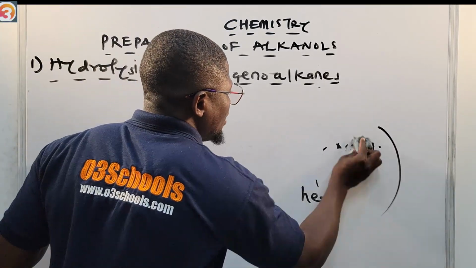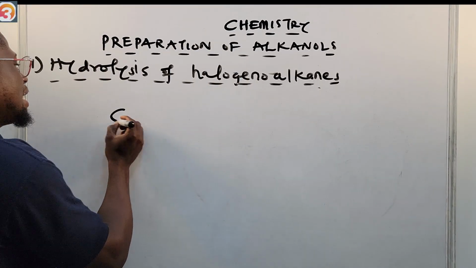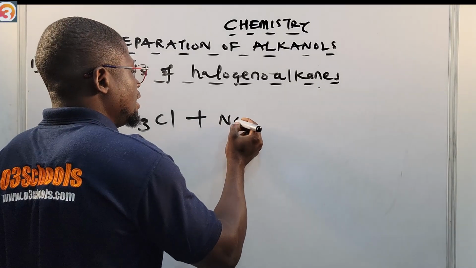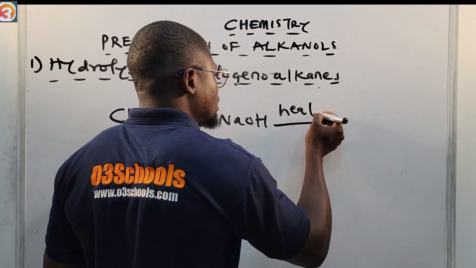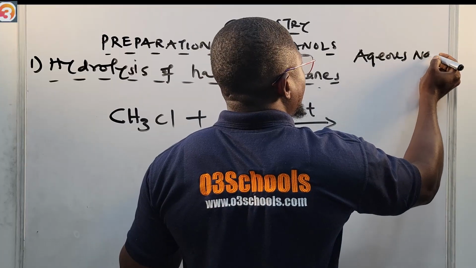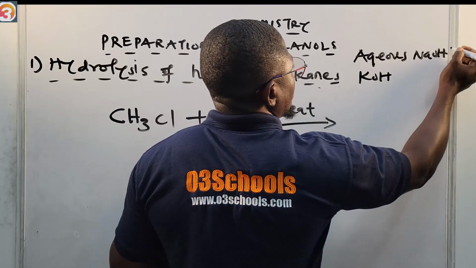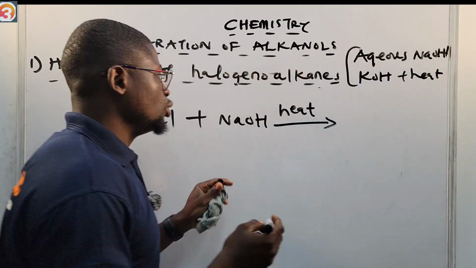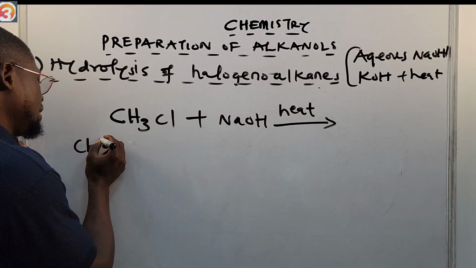If we have a halogenalkane, for example, methyl chloride, CH3Cl, when we react this with NaOH, in the presence of heat, like we say, we use aqueous NaOH or KOH, plus heat. These are our tools. This is what we use to carry out this reaction. So this is our halogenalkane, chloromethane.